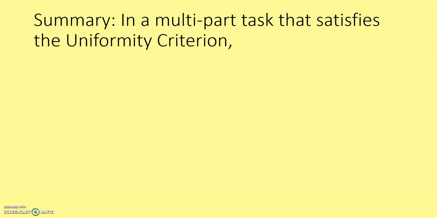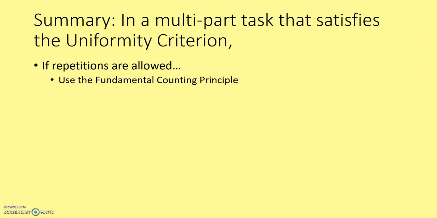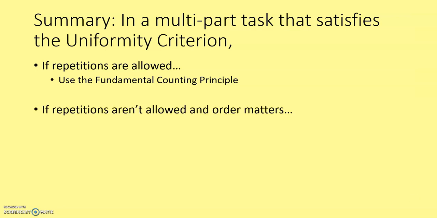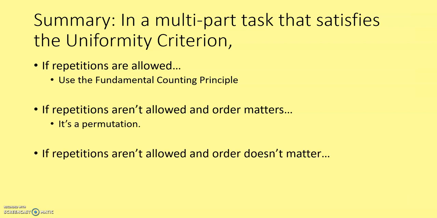This is section 10.3, using permutations and combinations, part 2. In a multi-part task that satisfies the uniformity criterion, if repetitions are allowed, use the fundamental counting principle. If repetitions aren't allowed and order matters, it's a permutation. If repetitions aren't allowed and order doesn't matter, it's a combination.